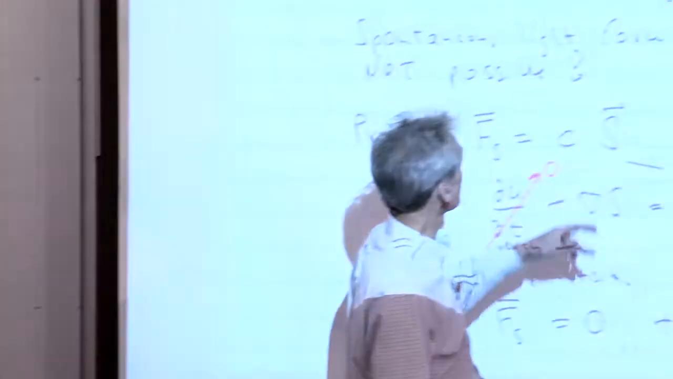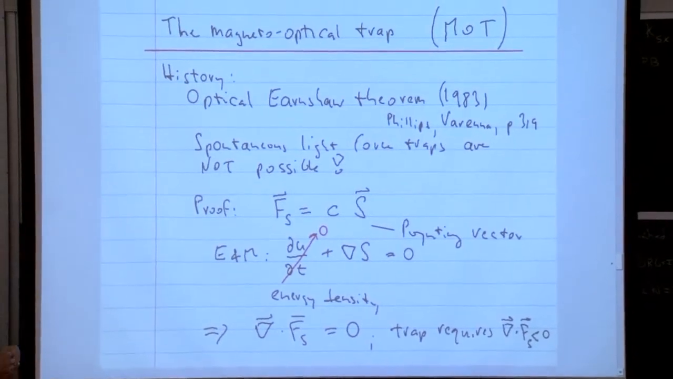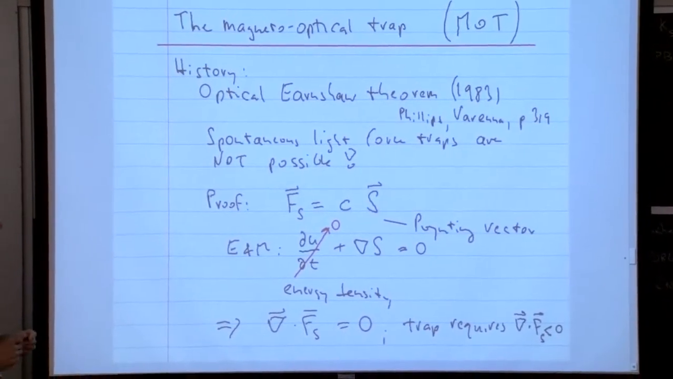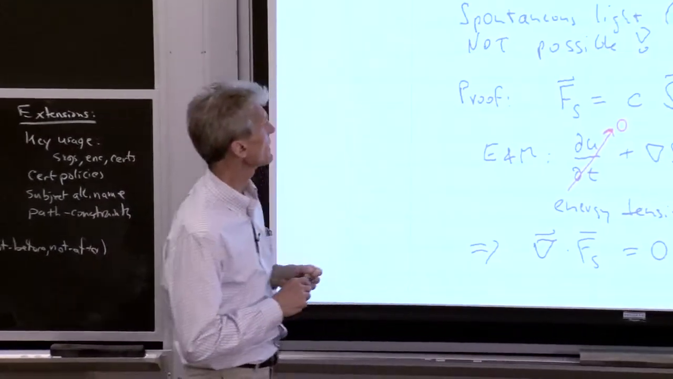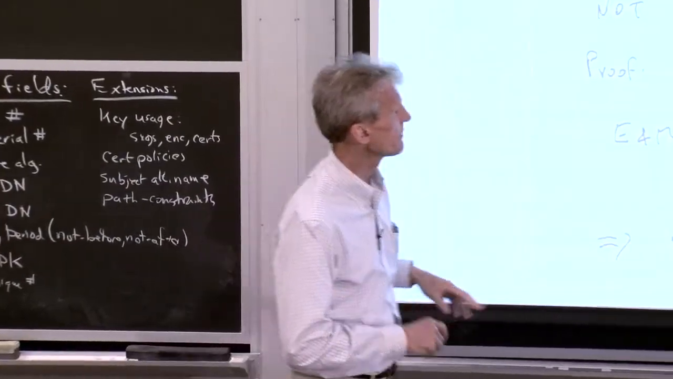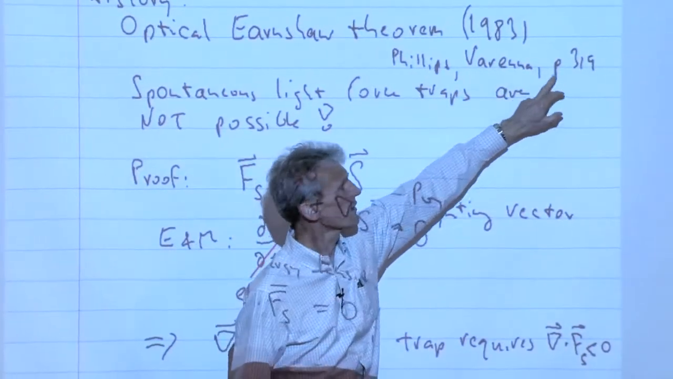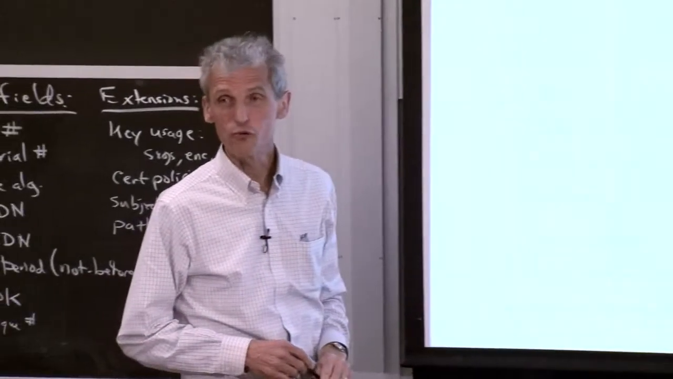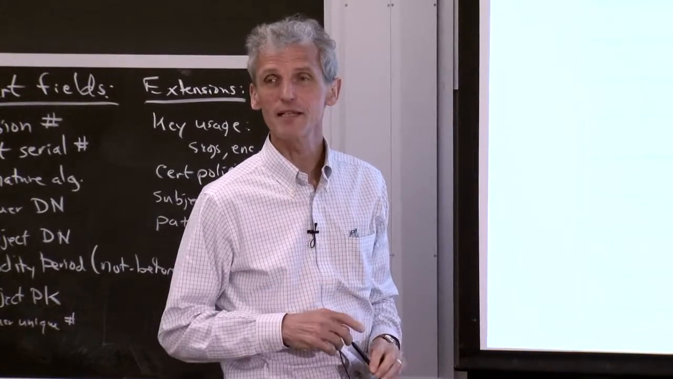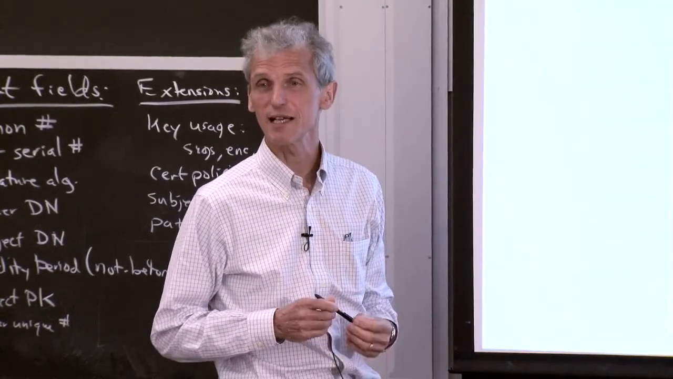It was actually in 1983 that Eshkin, was it Gordon or Eshkin? I think Art Eshkin presented an optical Earnshaw theorem, and it is nicely described in Bill Phillips' Varenna notes, which I have posted on the website. It's pretty much a proof that you cannot build a trap using the spontaneous light force.